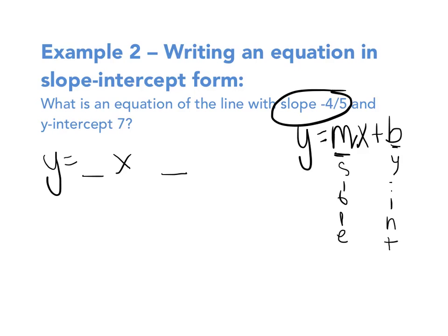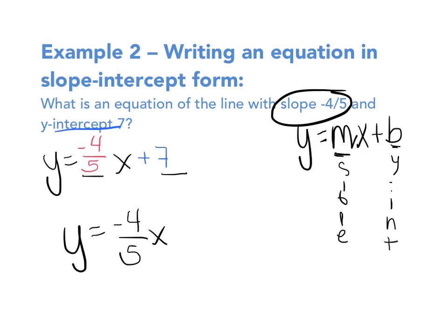So I'm told that the slope is negative 4 over 5, so in front of the x, I'm just going to put a negative 4 over 5. And then I'm told that the y-intercept is 7, and it's a positive 7, so I'm just going to say plus 7 for the y-intercept. So we have our final equation of y equals negative 4/5 x plus 7.